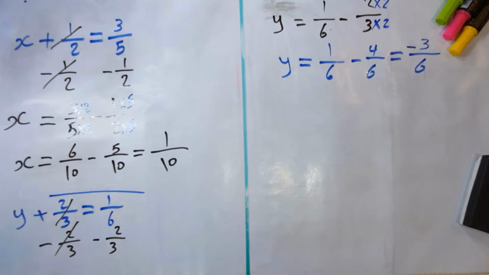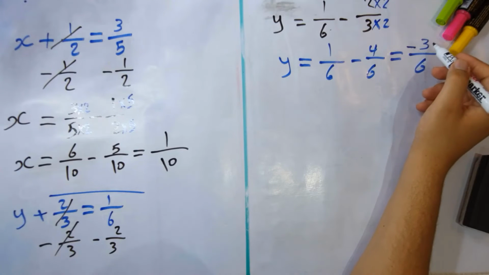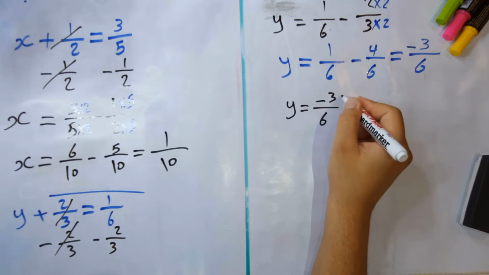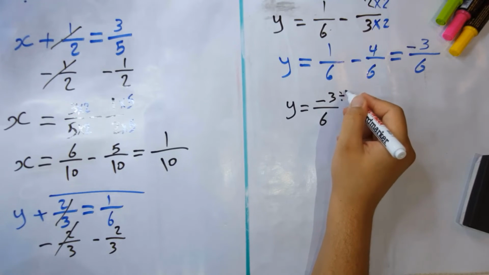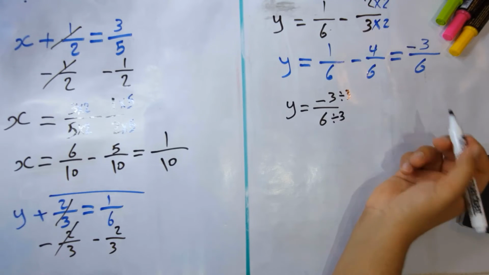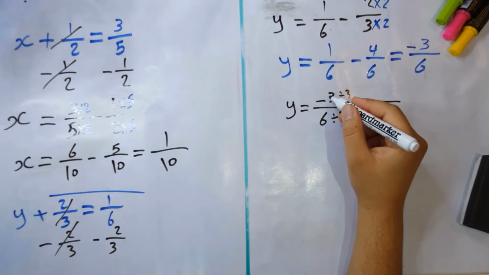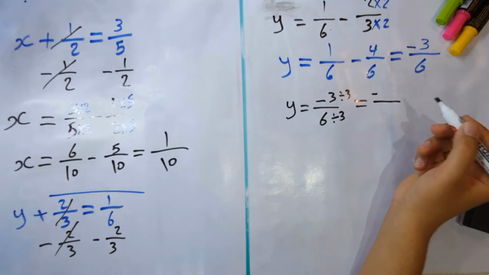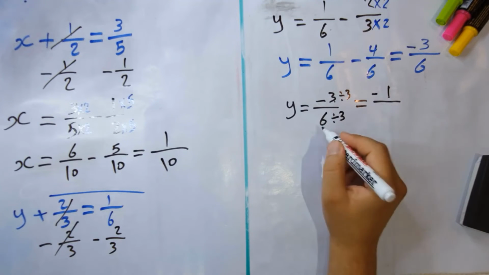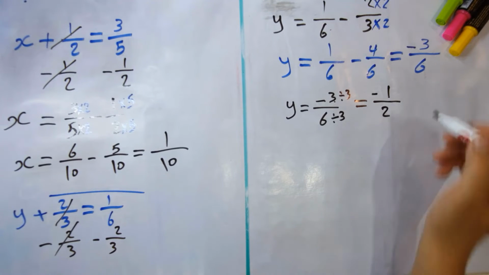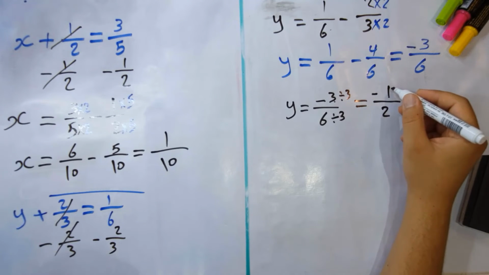After we do plus or minus or multiply or divide, we should check if it simplifies or not. Now we can simplify. How? y now equal negative 3/6. We can divide it up and down by 3. Okay? Negative divided by positive is negative. 3 divided by 3 is 1. 6 divided by 3 is 2. Then the answer will be y equal negative 1/2.